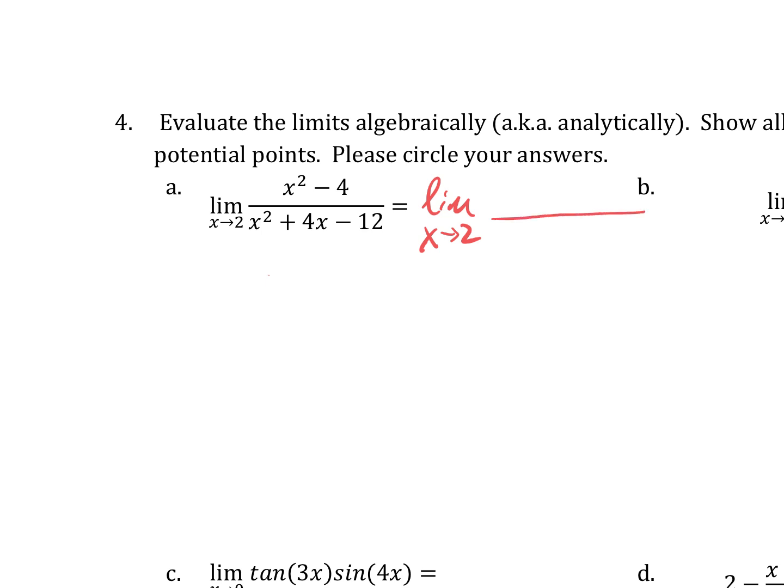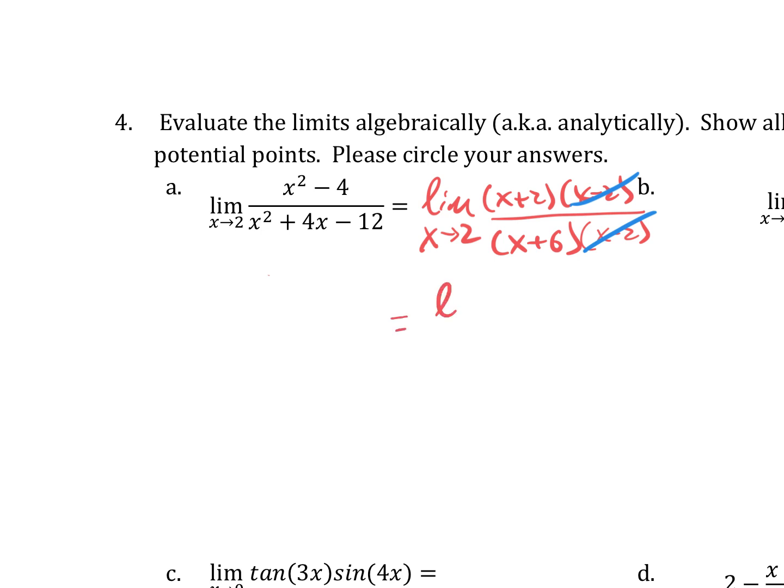All right, so what do we need to do? We need to rewrite this limit. We need to factor the top, x plus 2 times x minus 2. It's a difference of 2 squares. For the bottom, two numbers that add to 4 and multiply to negative 12. That's x plus 6 times x minus 2, right? There we go. And the x minus 2 factors cancel. So 2 is no longer a problem.